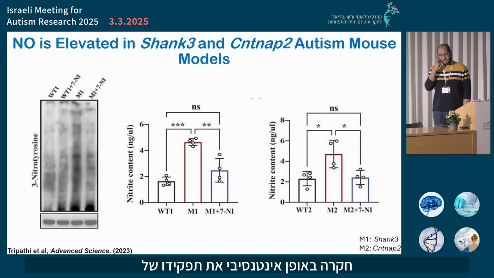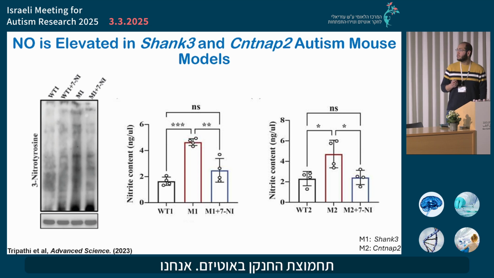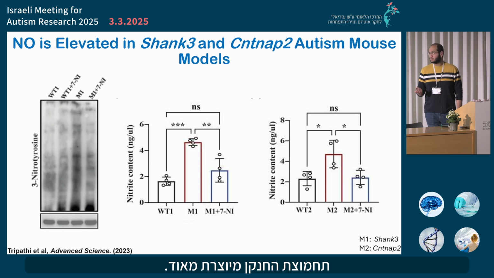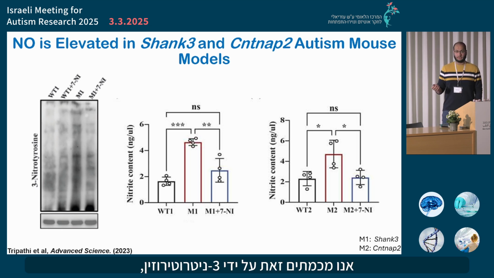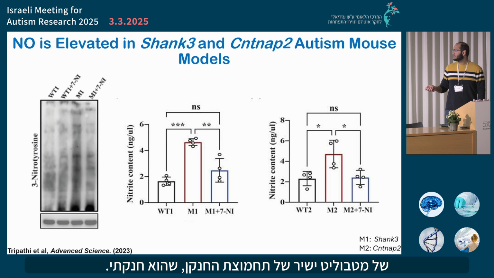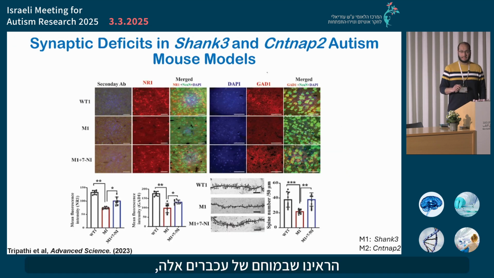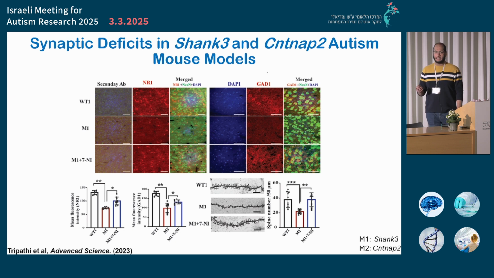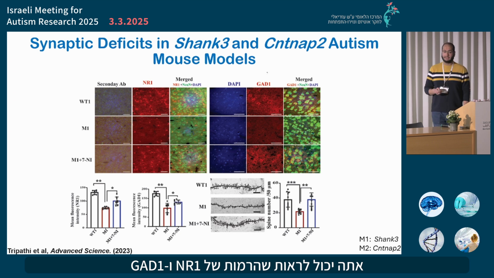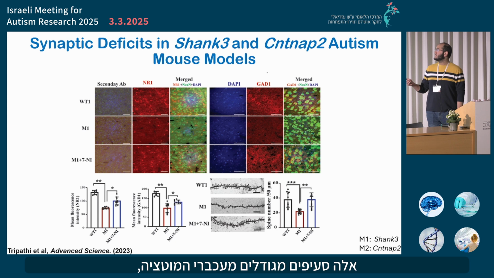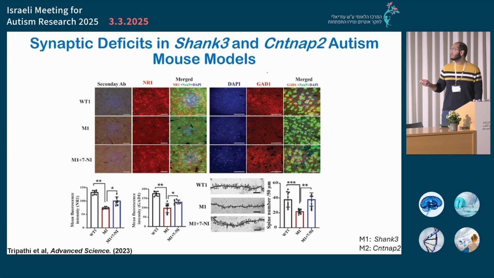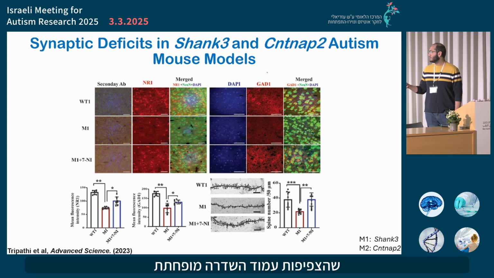Previously, our group intensively studied the role of nitric oxide in autism. We showed that in the Shank3 and CNTNAP2 mouse models, nitric oxide is highly produced. We quantified this by 3-nitrotyrosine, a nitrosative stress marker, and also by measurement of a direct metabolite of nitric oxide, which is nitrite. We showed that in the brains of these mice, the glutamatergic and GABAergic synapses are disturbed. You can see that the levels of NR1 and GAD1 are decreased. These brain sections from the mutant mice indicate synaptic deficits, and also that the spine density is reduced.